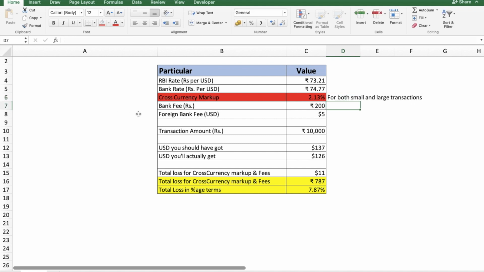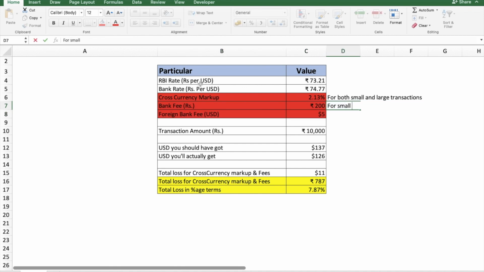So the cool product I am going to tell you about would eliminate both cross-currency markup as well as the fee involved. However, it wouldn't be so good if you are remitting huge amounts of money in crores from India to abroad. But it will be useful for smaller everyday transactions up to 4 lakh rupees per day, like buying your laptop, your shopping, etc.